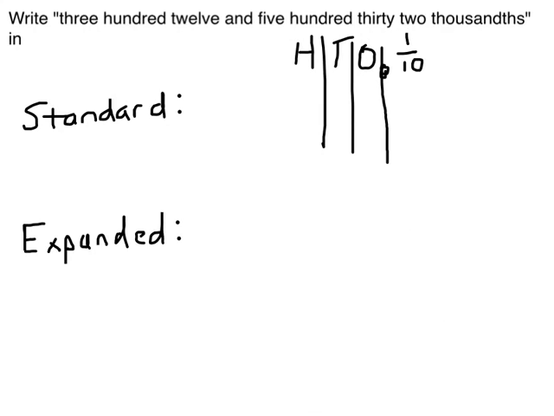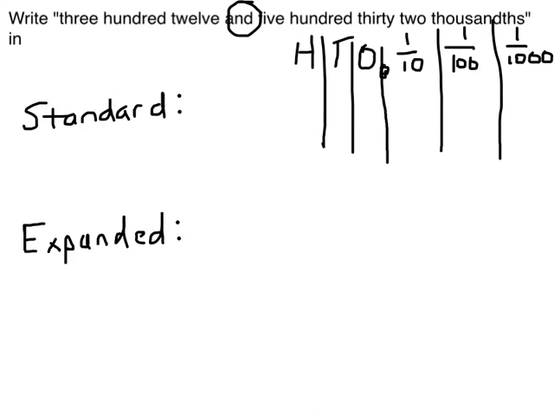Ones, tens, hundreds, tenths, hundredths, thousandths. Now let's look at what number I have written. 312 and 532 thousandths. Remember, "and" tells me where to place my decimal point.